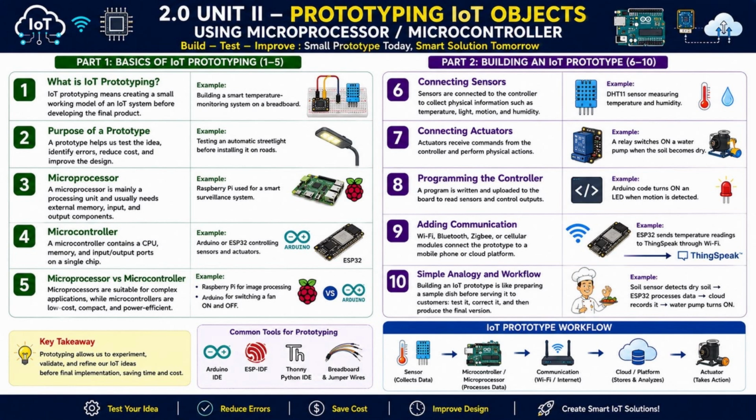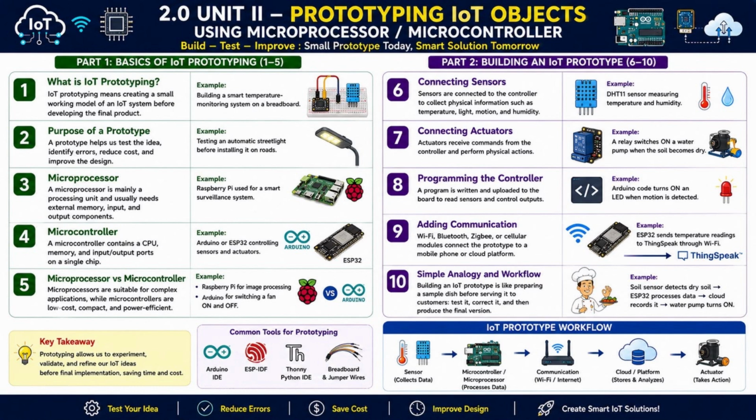Hi students, today we will start Unit 2. We will learn the following topic: prototyping IoT objects using microprocessor or microcontroller. Topic number is 2.0. I want to start with a very good analogy.